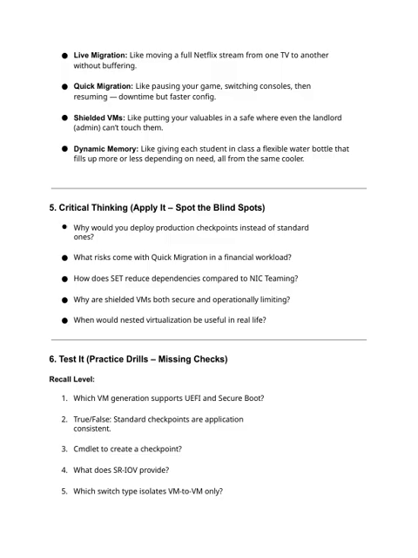Moving on to some quick recall questions. Which VM generation supports UEFI and Secure Boot? That's generation 2. True or false? Standard checkpoints are application consistent. That's false. They're typically not. To create a checkpoint, you use the save VM name command. SRIOV provides direct access to network hardware, greatly improving network performance by reducing latency. And finally, which switch type isolates VM to VM communication only? That would be a private switch.